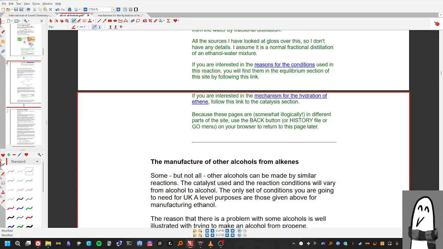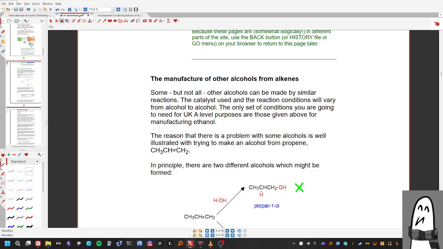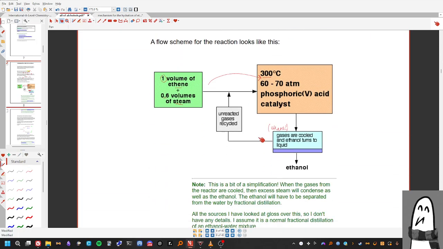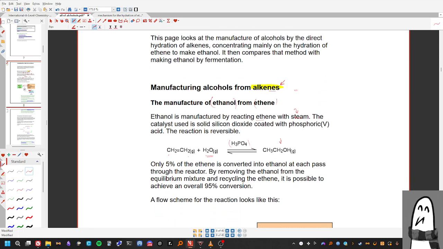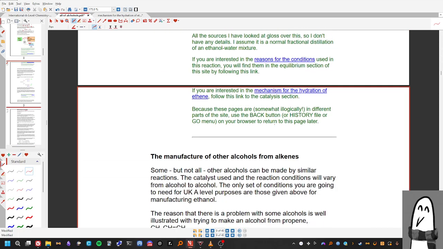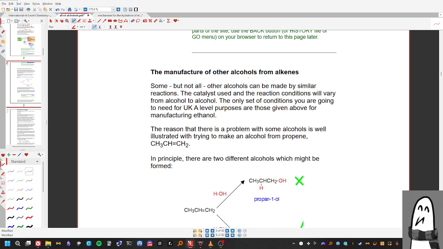So going back, now we're forming alcohols from alkenes. We manufactured ethanol from ethene specifically. Now we're doing other ones. Some, but not all, other alcohols can be made by similar reactions. Catalyst use and reaction conditions will vary. The only set of conditions you're going to need for UKLO purposes are those given above for manufacturing ethanol, so the same ones.